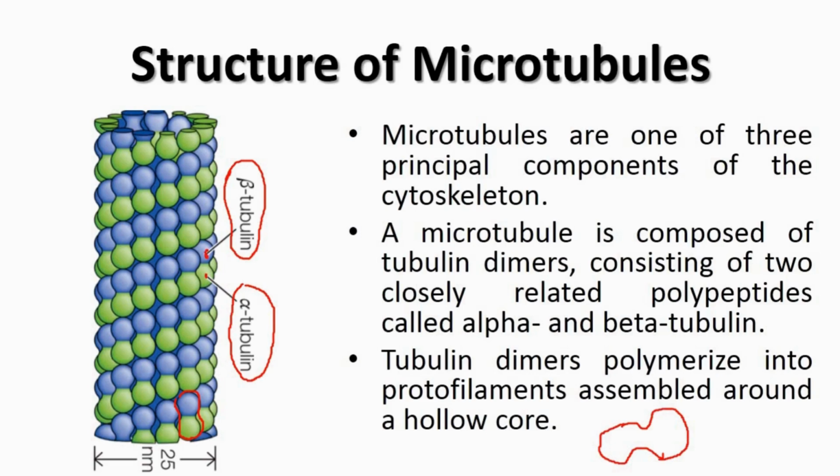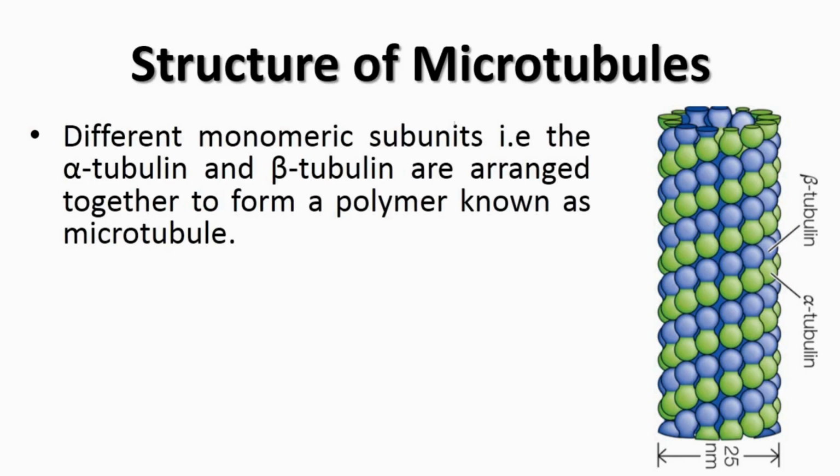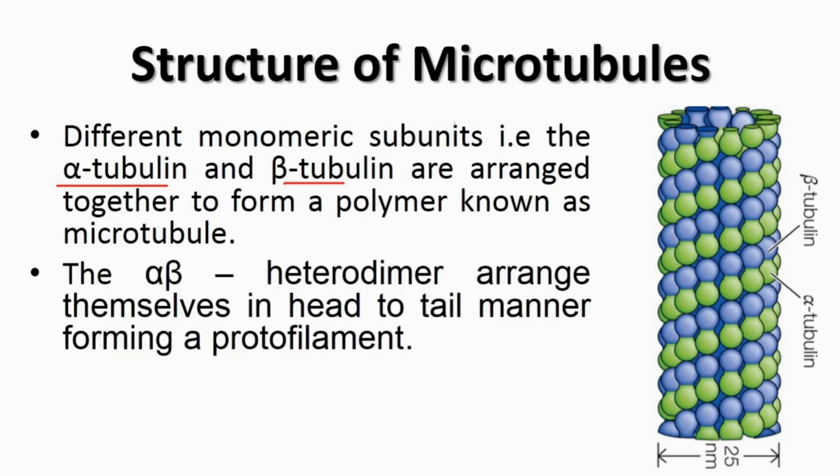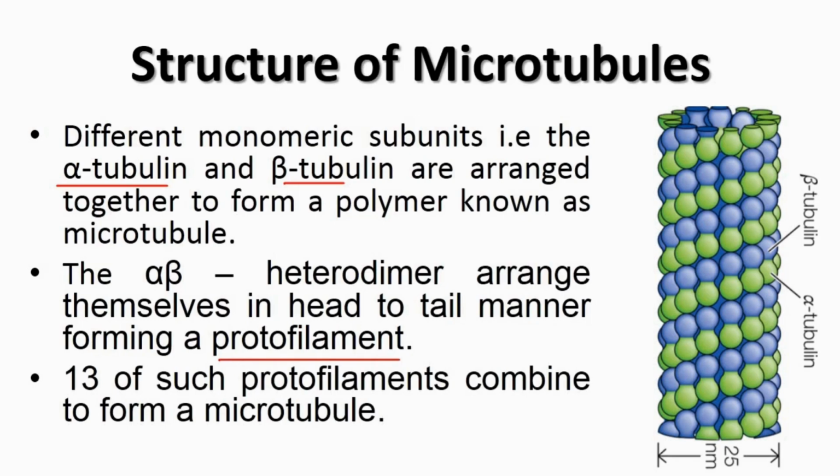So tubulin dimers polymerize into protofilaments. This protofilament is assembled around a hollow core. So we have a hollow core, and on it the protofilaments are assembled. The different monomeric subunits, that is the alpha tubulin and beta tubulin, are arranged together to form a polymer. This polymer is called a microtubule. The alpha beta heterodimers arrange themselves in a head to tail manner, forming a protofilament. 13 such protofilaments combine to form a microtubule.